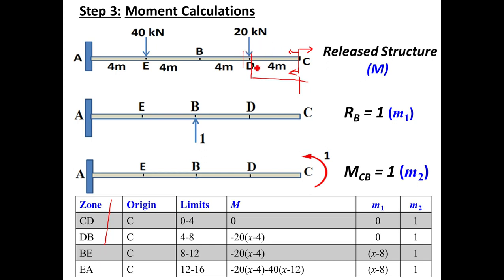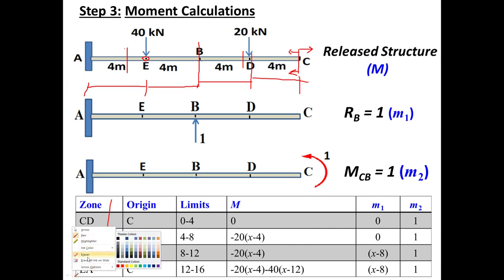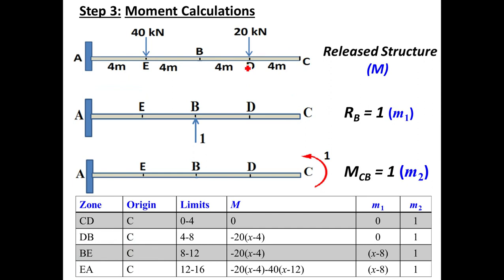It means the zone will change at point D. So the second zone is D to B. Similarly, the third zone is B to E, and the fourth zone is E to A, because if you cross point E, the 40 kilonewton point load will come into the picture. Therefore, at point E, your zone will change. So there are four zones in the given beam, and those are C to D, D to B, B to E, and E to A. So that is the first column, the zones.